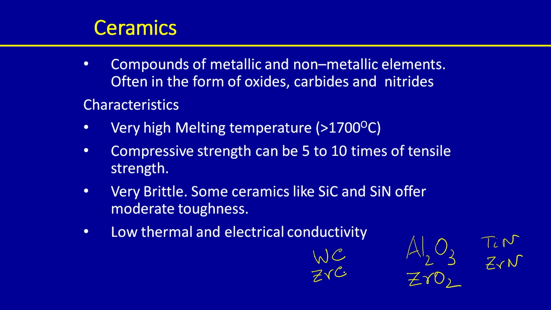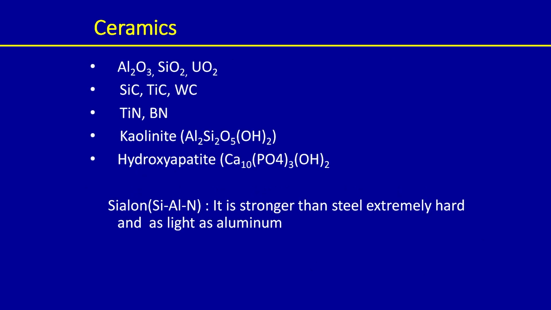They have low thermal and electrical conductivity. These properties you should remember, because when you are talking about applications, properties are very important, and that is why these are considered very important. So I have given you the formulas, like aluminum oxide, silicon dioxide. Silicon dioxide is widely known because silicon is produced from it, and the earth's crust has a lot of silicon dioxide present. Then you have uranium oxide, which is used as a fuel for nuclear power plants. Silicon carbide, titanium carbide, tungsten carbide are also widely used.